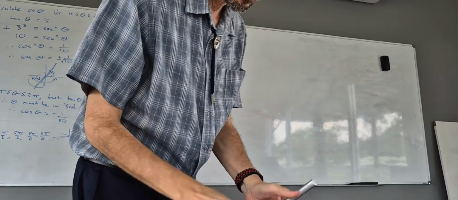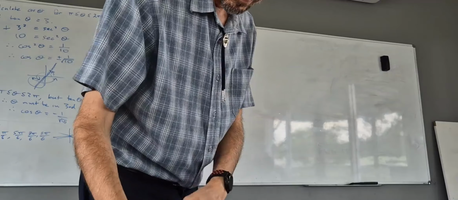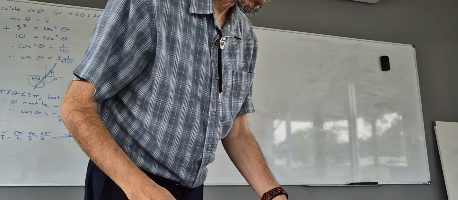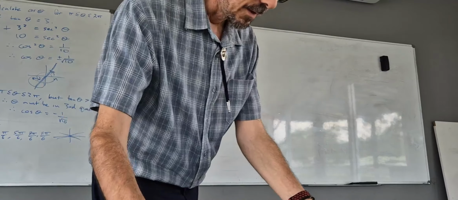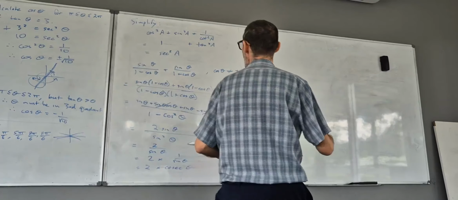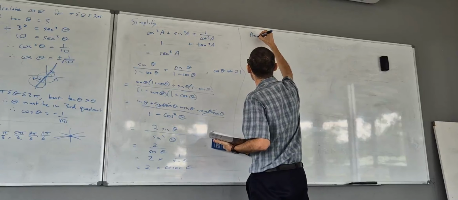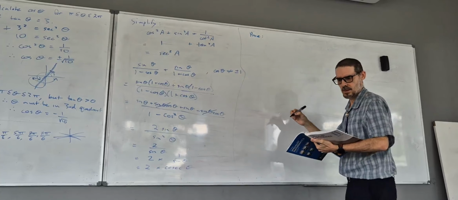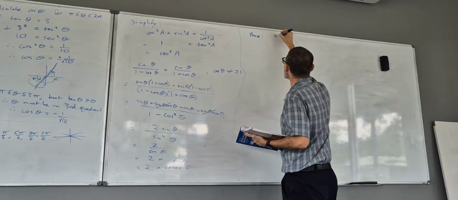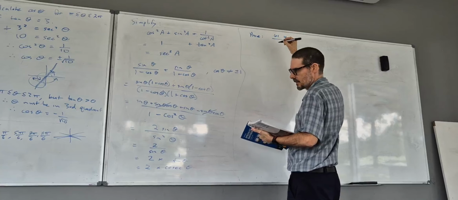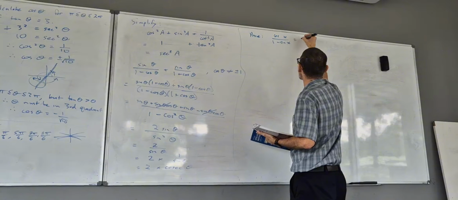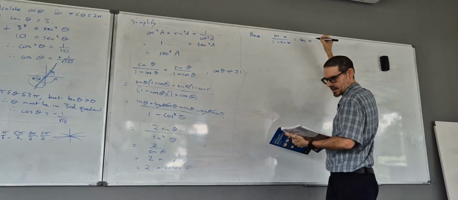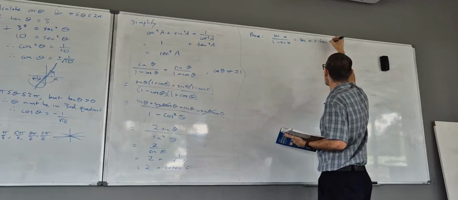And a hard one. Let's do that one. Prove cos x over 1 minus sine x equals sec x plus tan x.